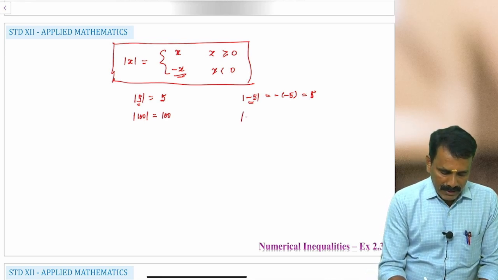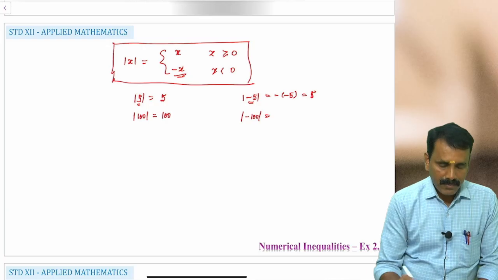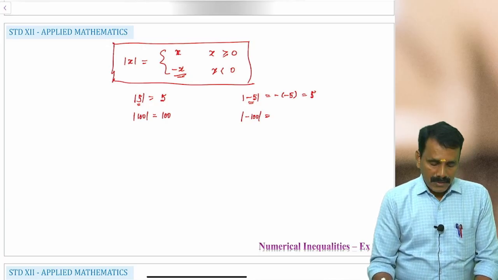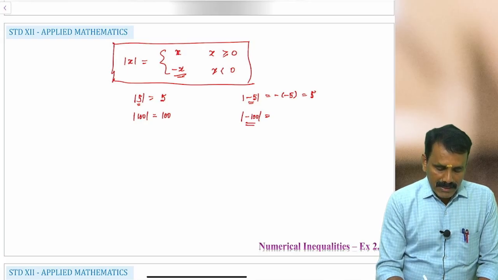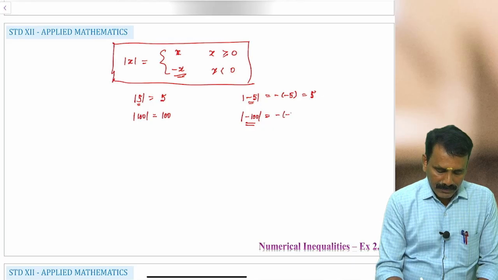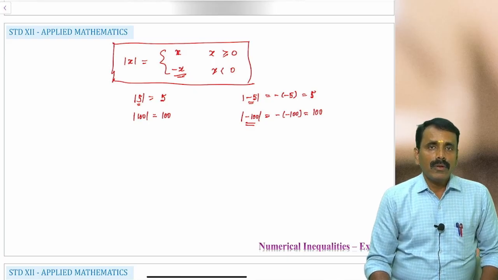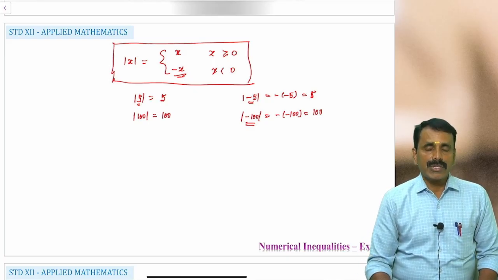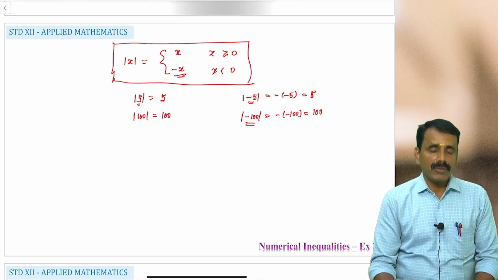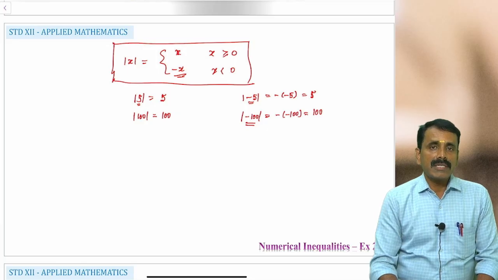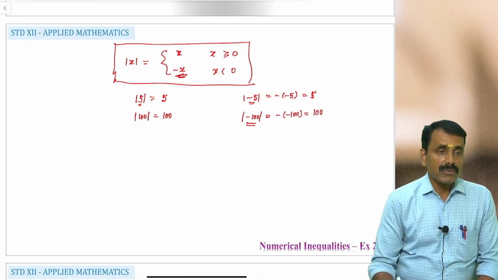Suppose I have minus 100, what happens? Because minus 100 is less than 0, it is a negative number, we multiply with another negative. Negative into negative changes to a positive number. So, this is the role of the modulus function. Modulus of x is equal to x whenever x is positive or equal to 0, and whenever x is negative, it gives minus x as the solution.